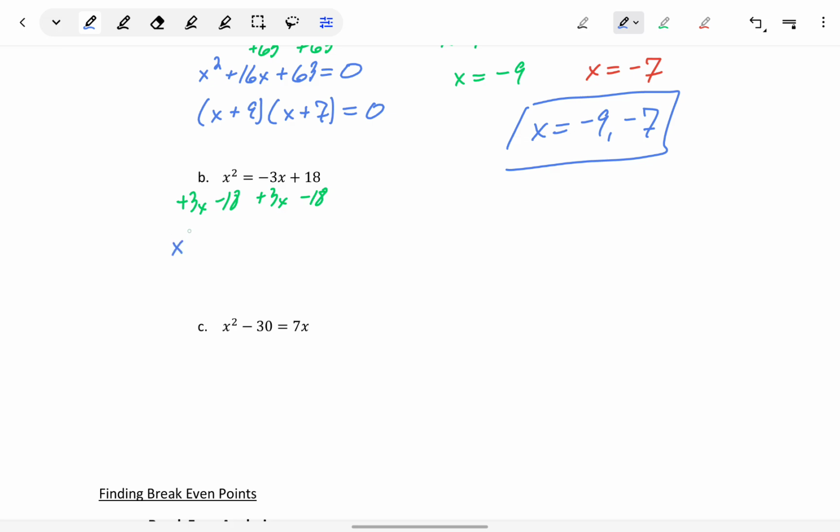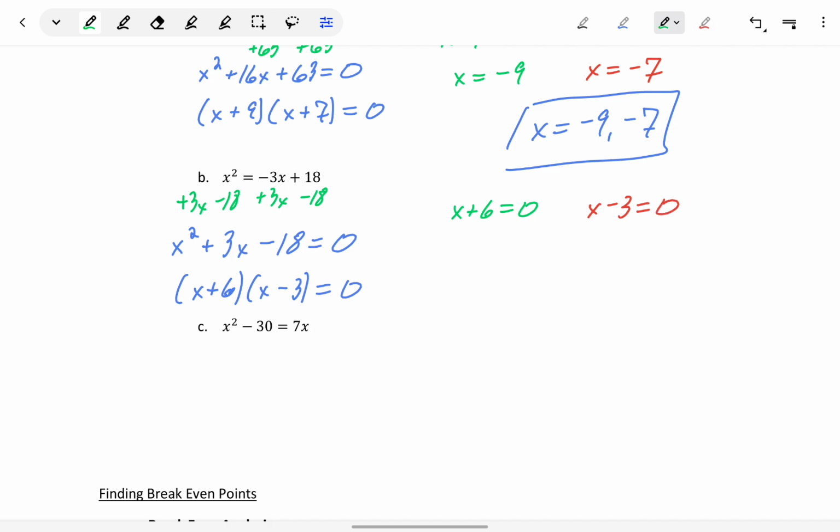To rewrite this equation as x squared plus 3x minus 18 is equal to 0, which we'll then be able to factor as x plus 6 times x minus 3. And our two equations to solve will be x plus 6 equals 0 and x minus 3 is equal to 0. This will yield two solutions, x equals negative 6 and x equals positive 3.